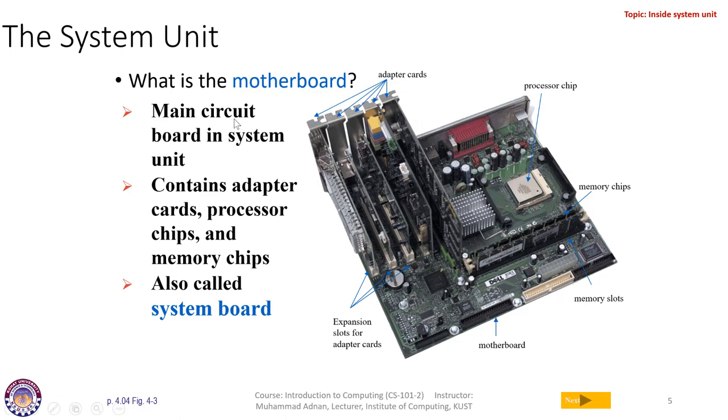So the motherboard is the main circuit board in a system unit. It contains adapter cards, processor chip, and memory chip. It is also called a system board or a motherboard or whatever you call it. But this is how a motherboard looks. It has different types of capacitors, transistors, chips. ROM is also there. ROM permanently stores data. And you can see that there is a cell and other types of expansion slots. There are many details, but you do not have to worry about them. This is how a typical motherboard looks.